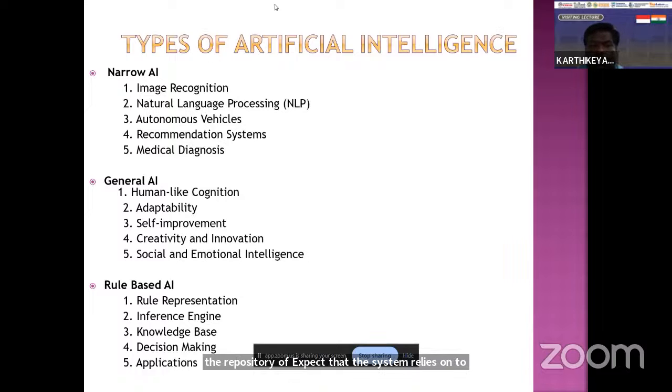And rule-based AI following the decision making. This decision making uses logical reasoning to make a decision or infer a conclusion based on the rules in its knowledge base and the input data it receives. The decision making process follows a step by step evaluation of the conditions specified in the rules.